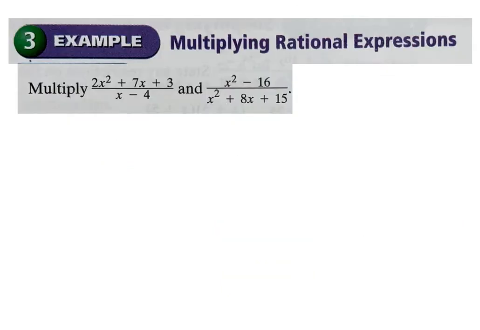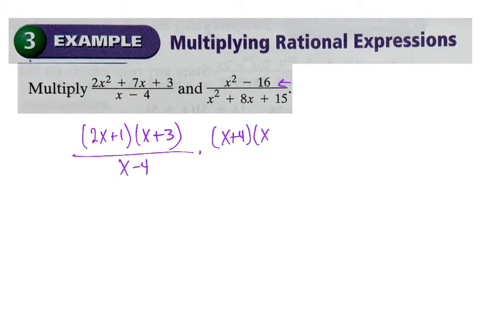Multiplying. Same step as Monday: factor everything. So for multiplying, factor everything. You're going to factor 2x squared plus 7x plus 3, and x minus 4 cannot be factored. So factor this one. Factor this guy. That's a special case. How do I factor him? X plus 4, x minus 4. Yep. Factors of 15 that add up to 8. 3 and 5. Yep.